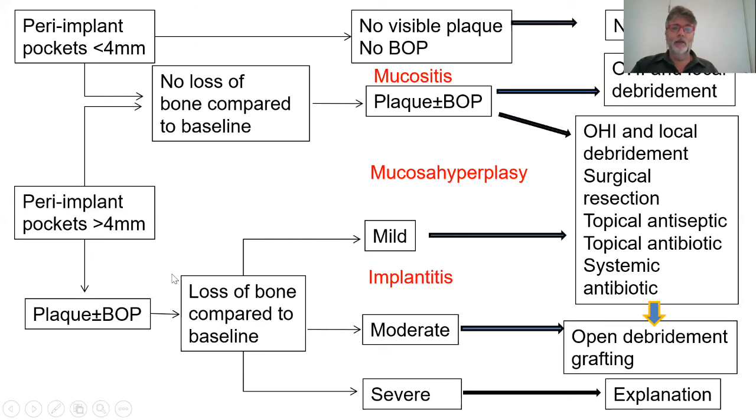And then, depending on the amount of bone loss from the baseline, you've got mild, moderate, or severe: up to 25%, 25 to 50%, and over 50%. Most likely with over 50%, you're looking at extraction. If you've got moderate bone loss, you'll be looking at open cleaning and grafting. And if you've got mild, again, you'll still be doing all the surgical resection.